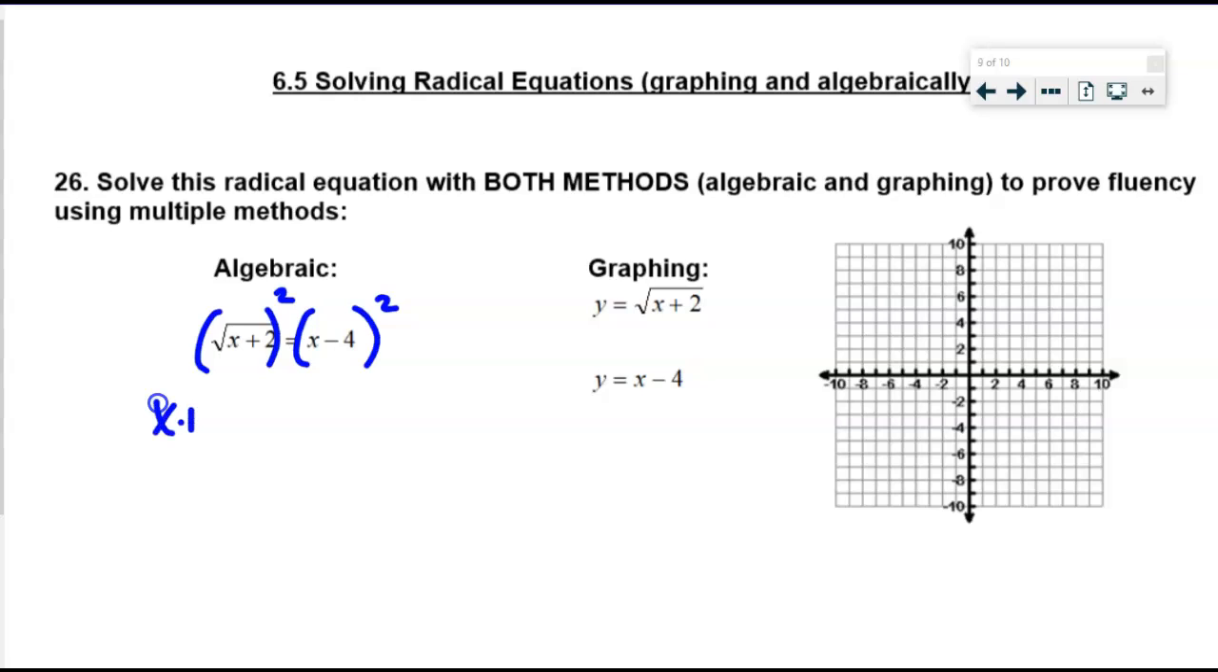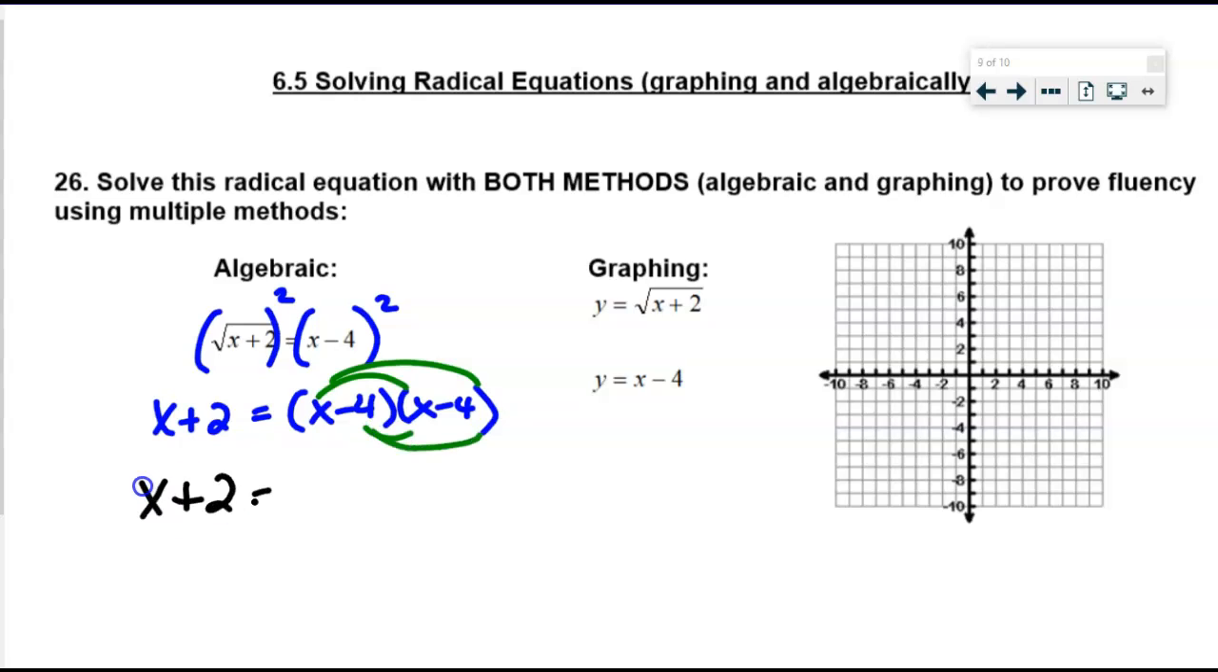And we're going to get x plus 2 equals, now don't forget, this is really an x minus 4 times another x minus 4. So you need to FOIL that out. So distributing the x and distributing the negative 4, we end up with x plus 2 equals x squared minus 4x minus another 4x, they do not cancel here, and then a plus 16. You have a quadratic, so you need to bring everything to one side.